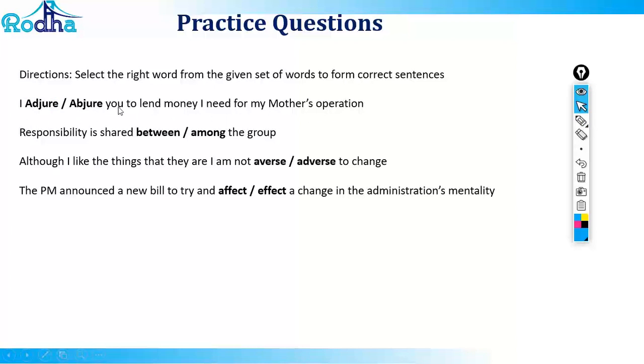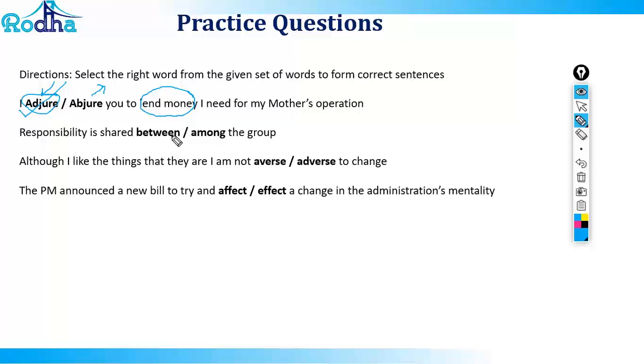So the question that we have to start off with is this. Select the right word from the given set of words to form a coherent sentence. I adjure/abjure you to lend money I need for my mother's operation. Basically, the whole idea is that you're requesting someone to give you money so that it can be used for your mother's operation. So that word has to be adjure. Adjure means request, and therefore it is the right word. Abjure, on the other hand, is to renounce something, condemn. When you're not in agreement with something, you condemn something, and that's abjure. So that word won't fit. The word that will be fitting here is adjure.